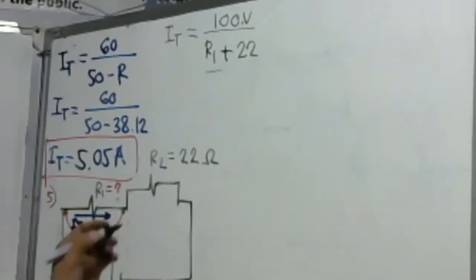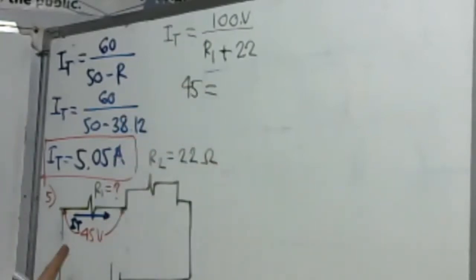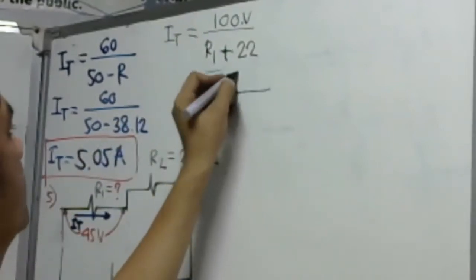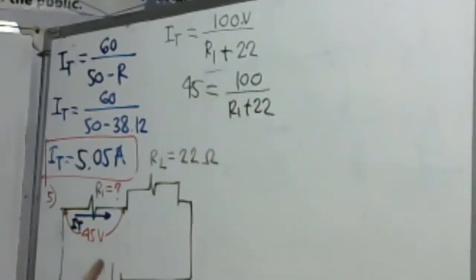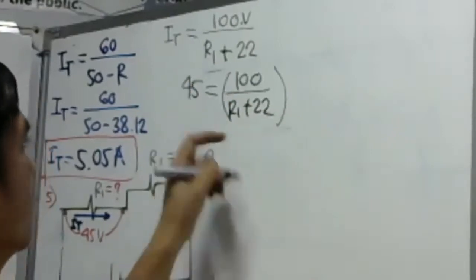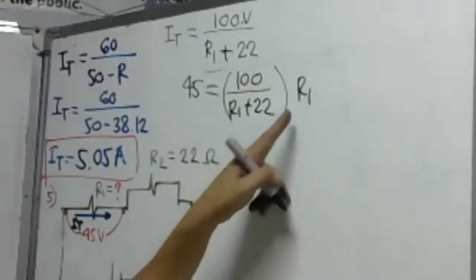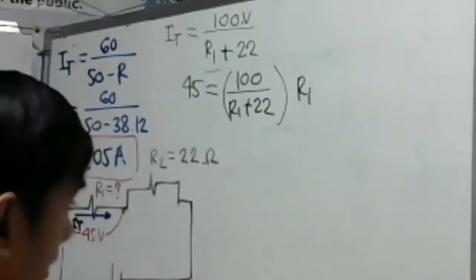Take a look, the 45 volts is equal to, by Ohm's law, I total, which is 100 over R1 plus 22, times R1. Because this is our I, then this is R1. Okay, there is only one unknown here. So just shift solve in our calculator.